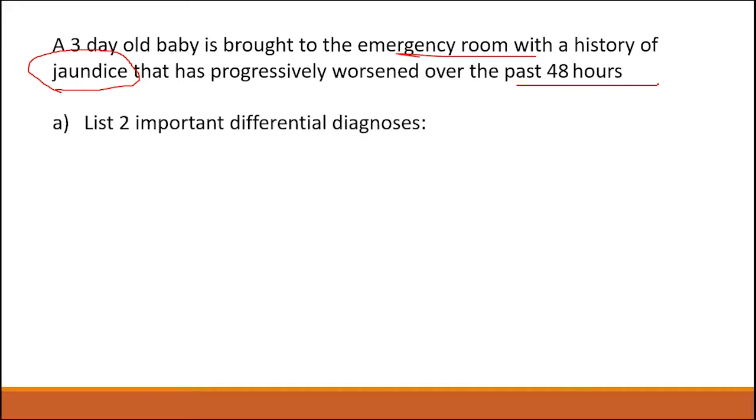Two important differential diagnoses. One, hemolytic disease of the newborn. Very important cause. Hemolytic disease of the newborn, and this can be the ABO or the rhesus incompatibility.